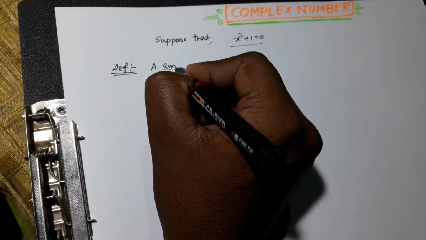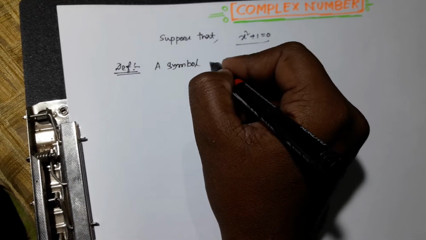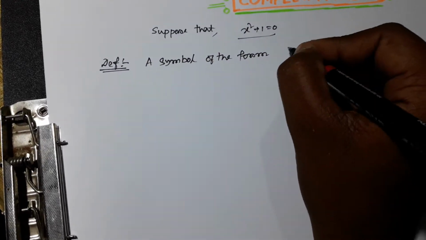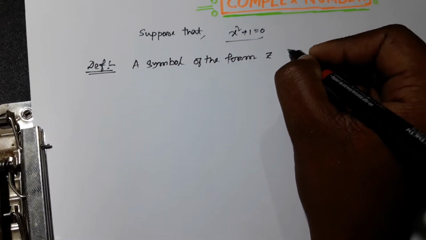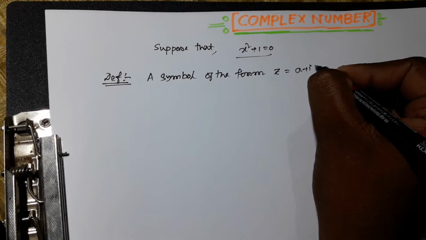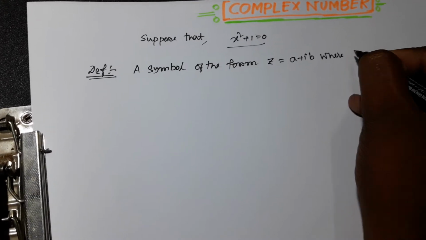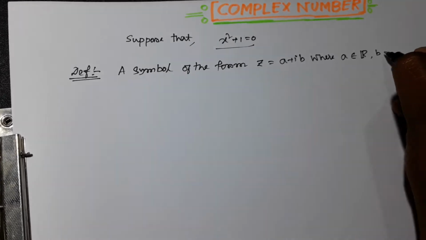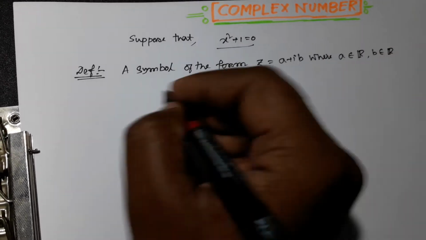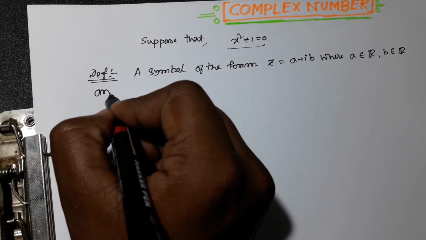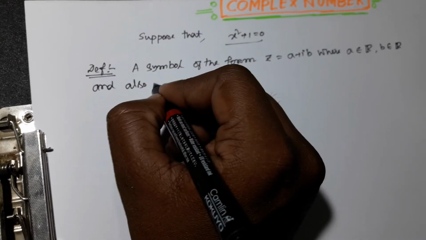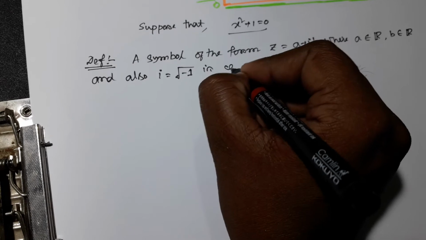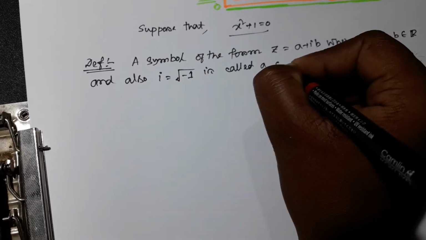A symbol of the form Z equals to A plus iB, where A belongs to the set of all real numbers and B belongs to the set of all real numbers, and also i is equal to under root of minus 1, is called a complex number.